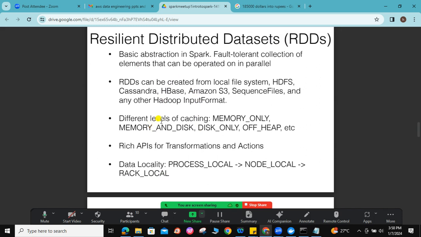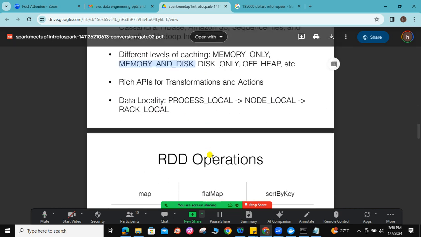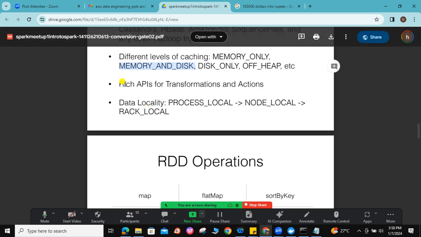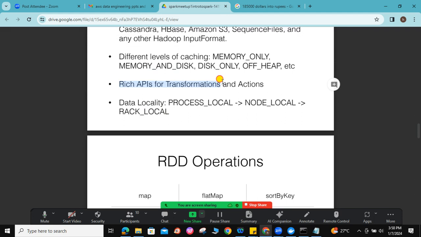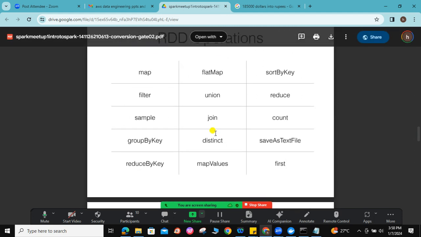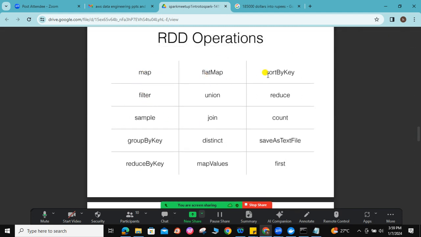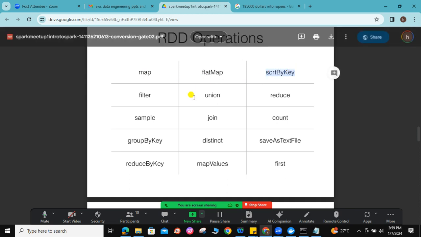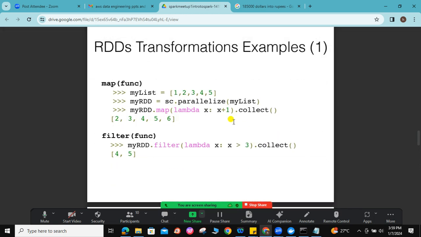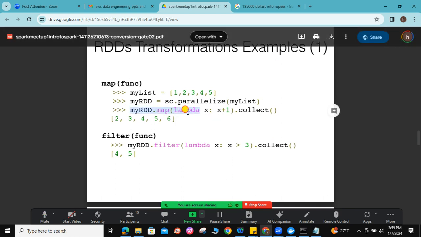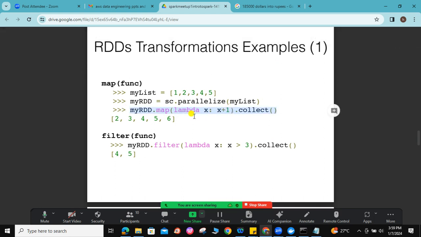RDD you already know. Different levels of caching: memory only, memory and disk. It has rich APIs. Rich APIs means the same thing: group by, all these things I have already told. Map, flat map, I have also asked you. You just research some of the things: filter, union, reduce, join, count, all those things. Beautifully they have given. This is your Spark. This is your Python.